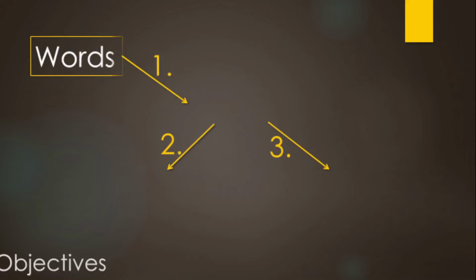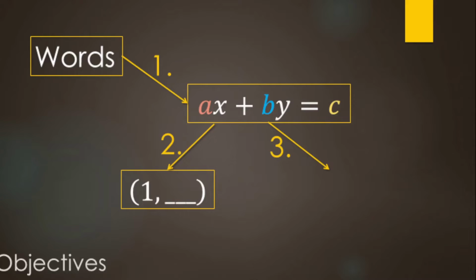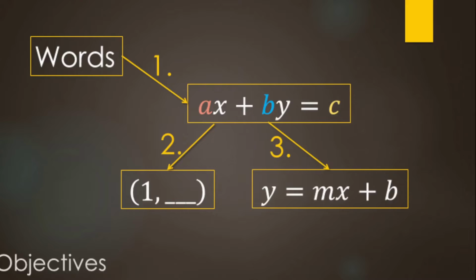So for this video here, we're going to be going from words and rewriting those scenarios in standard form, and then we'll be going from standard form and finding solutions, and then also going from standard form and rewriting that in slope-intercept form. So those are the three things we're going to go over in this video.